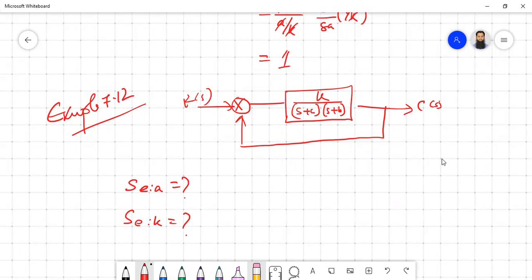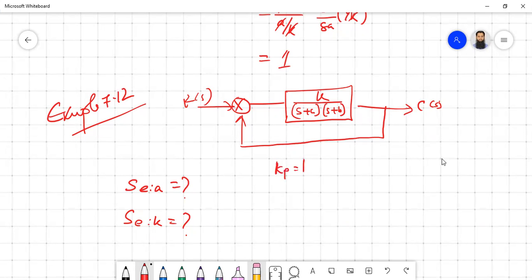First of all, we have to find out the error. That is the first thing. The type of the system here is type 0, so there is no common factor of S, there is no pole at the origin. So this is a type 0 system, and for a type 0 system we have to figure out the value of Kp.